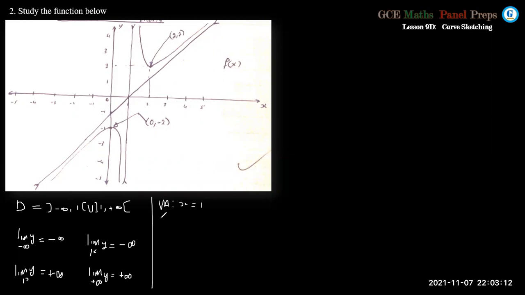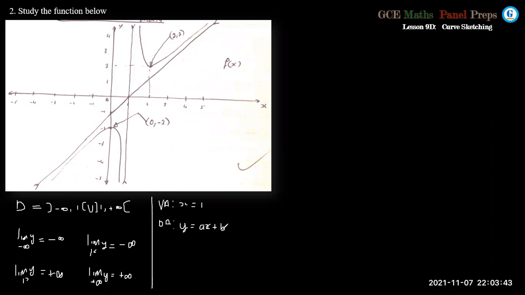We need to determine it. Now we know that since this oblique asymptote is a line, we can write it in the form y equals ax plus b, because that's the form for oblique asymptotes, right? Yes, sir. And we can determine the values of this a and b.